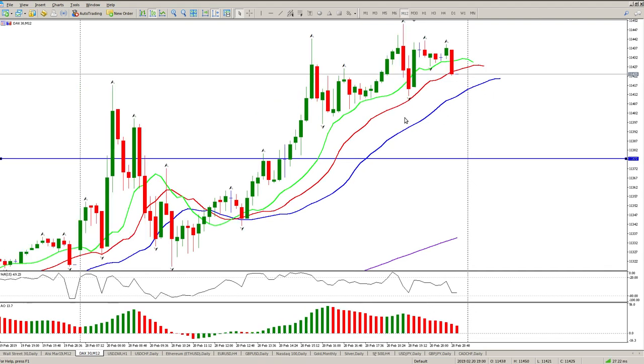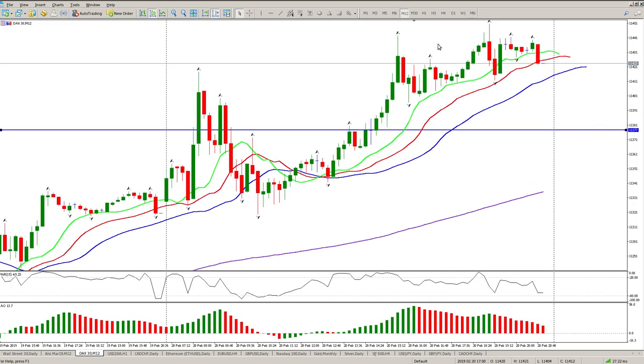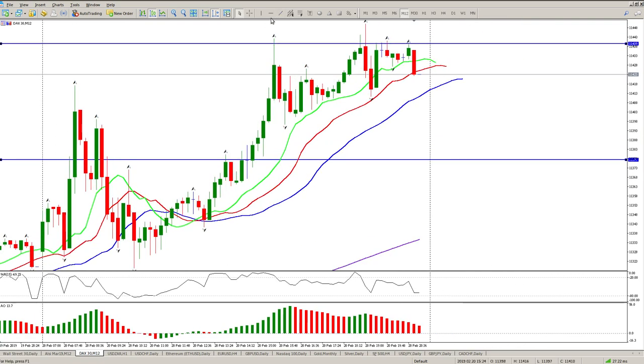Okay, so that's kind of the view that I've got at the moment, and what I'm looking for is a bit of a pullback, and let's trade the flat top triangle that we see on the 12 minute here, which is this picture right over here. Either we're going to trade the flat top triangle, or we're going to pull back into this area, and that's going to be an area for me to get long again.